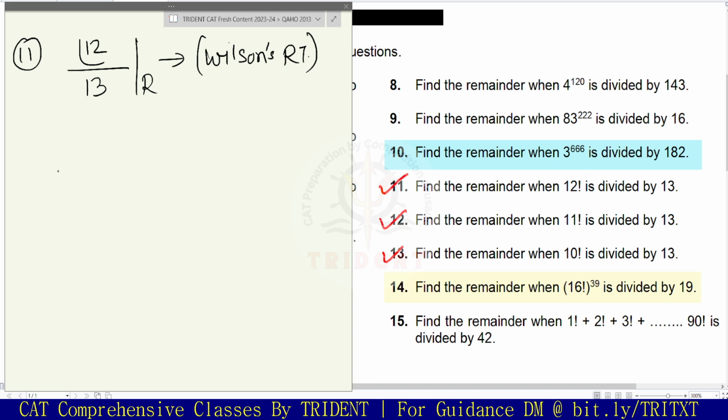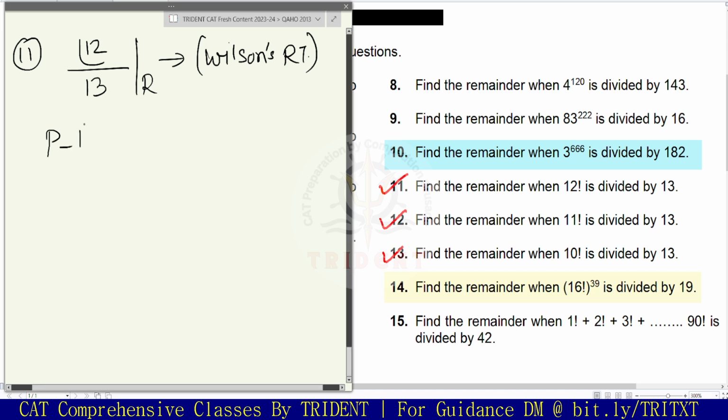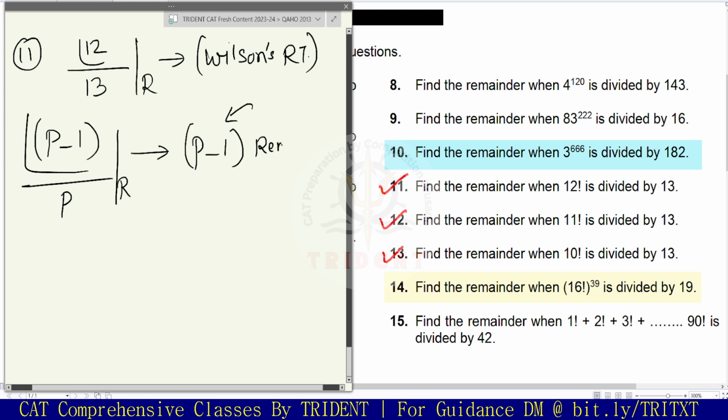Okay, so the first one, if the form is like (p minus 1) factorial divided by p, and we are asked to find the remainder, the remainder straight up is p minus 1. That's it. This is the remainder. There is another condition. If instead of p minus 1, it is (p minus 2) factorial divided by p, the remainder in this case, straight up, is 1. Okay, these are the cases.